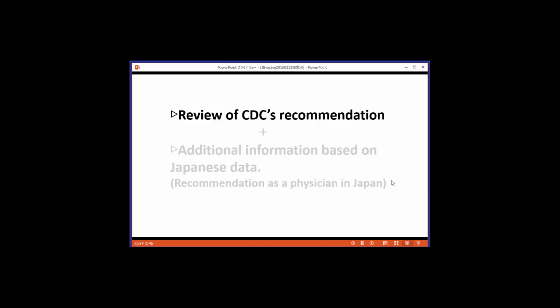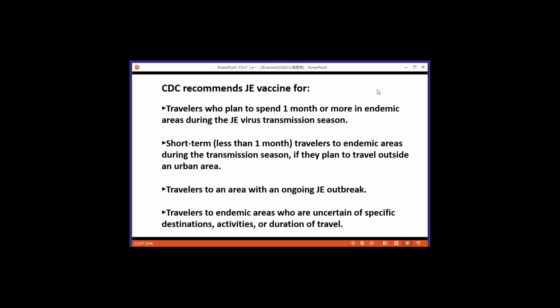Now, today, I review CDC's recommendation concerning the JE vaccine and then present a more detailed explanation as a physician working in Japan based on Japanese data. This is from the CDC home page. CDC recommends the JE vaccine for travelers who plan to spend 1 month or more in endemic areas during the JE virus transmission season, and short-term travelers, less than 1 month, to endemic areas during the transmission season if they plan to travel outside an urban area, or travel to an area with an ongoing JE outbreak.